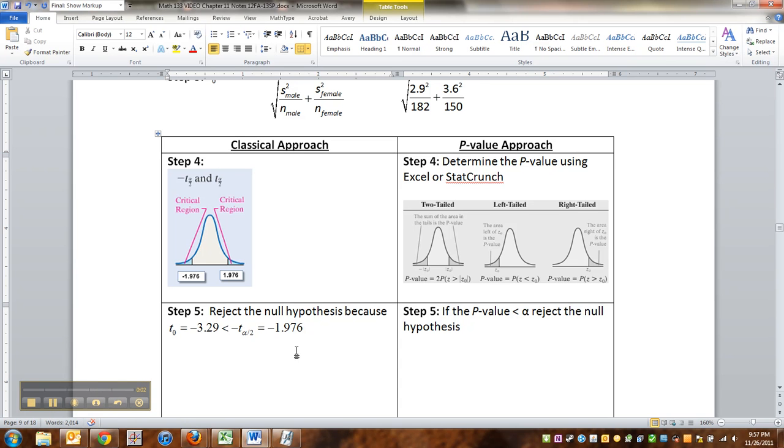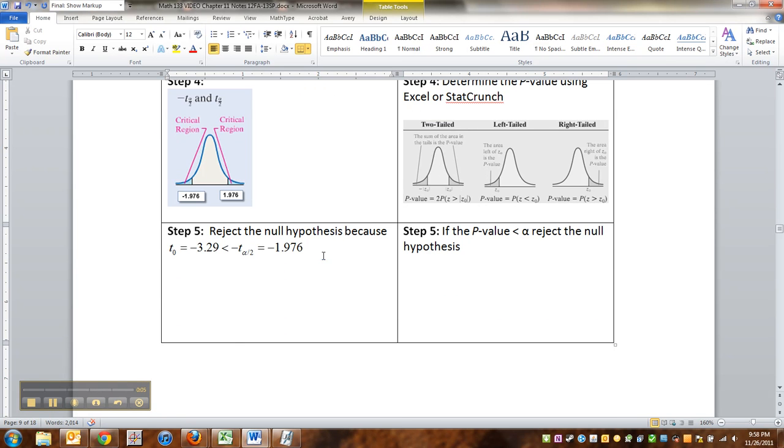So we finished the classical method more or less on the last one. I didn't do step 6 yet. There we go. But I mean, I can say it now. It's going to be the same for both methods, so it doesn't really matter.